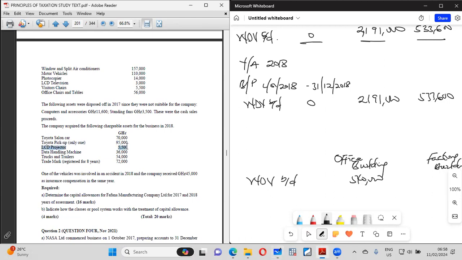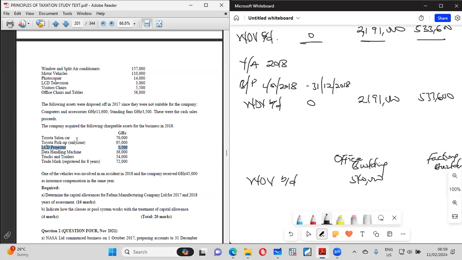Then LCD projector. Projectors, where will we place projectors? We will think about it. Data handling, I think projector is part of computer. So data handling and computer, these two are all class 1. Trucks and trailers, do you remember them? A truck and a trailer, we said we can put it in what? Class 2. Yes, class 2, if you remember. All right, so that is that. Trademark is class 5. So that one we will hold on to.